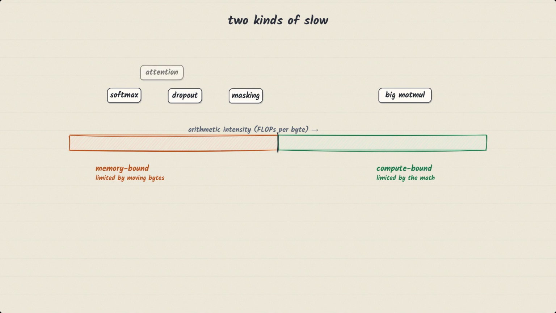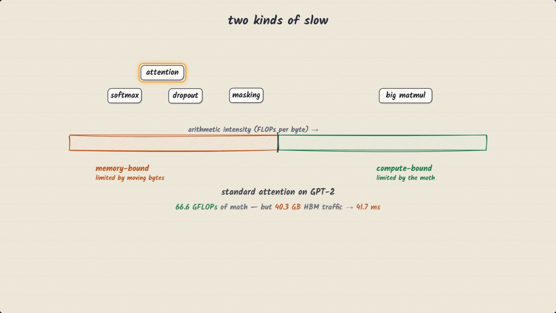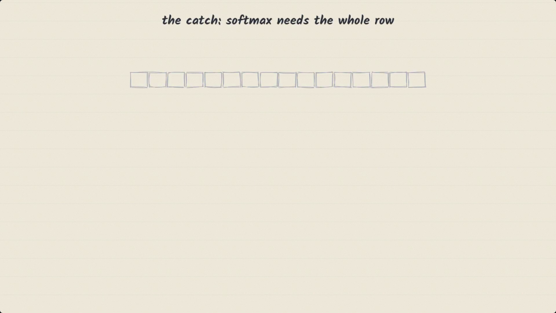deeply memory bound. Put real numbers on it. Standard attention on GPT-2 does about 67 gigaflops of arithmetic, but moves 40 gigabytes through HBM and takes 42 milliseconds, almost all of it just waiting on memory. The matmuls aren't the problem. The grid is. So the obvious question, why write the grid out at all? Why not compute the output directly and skip it?